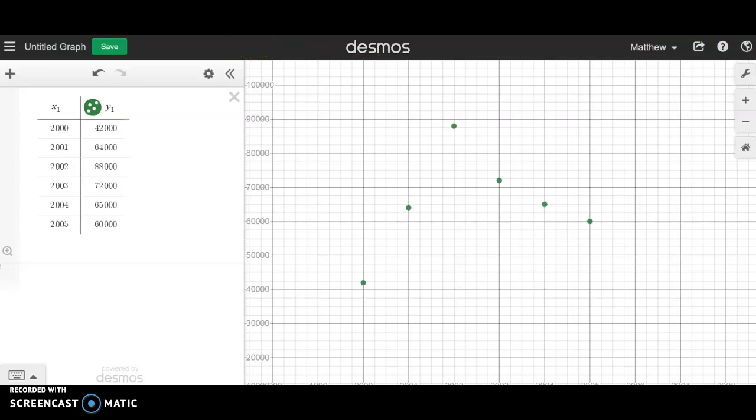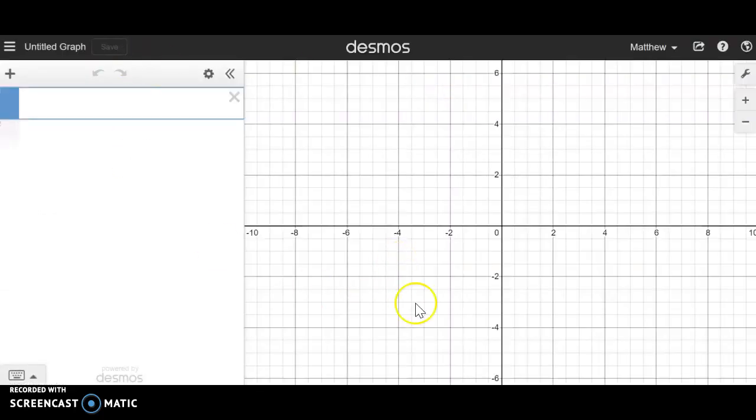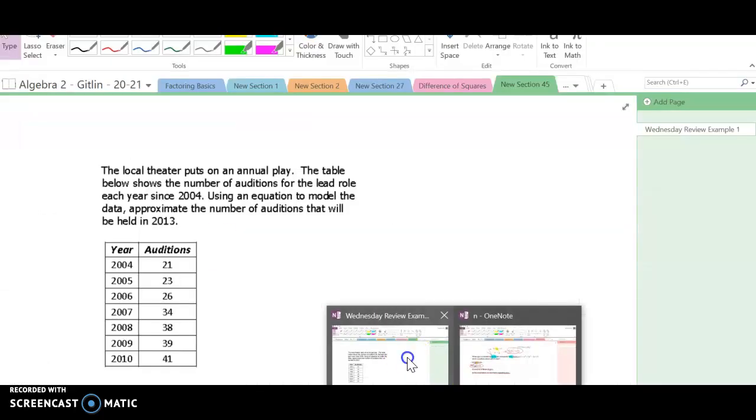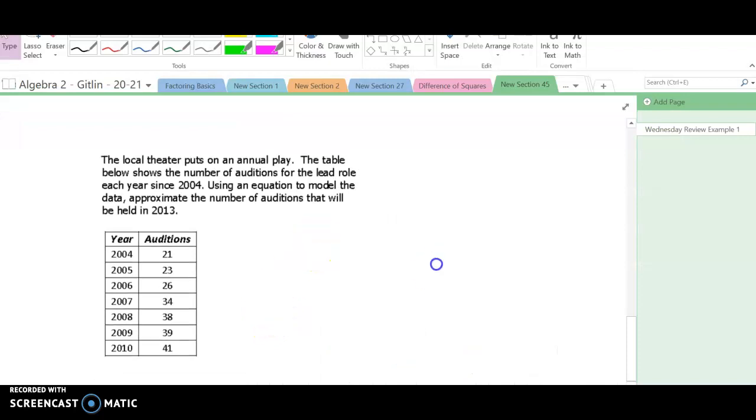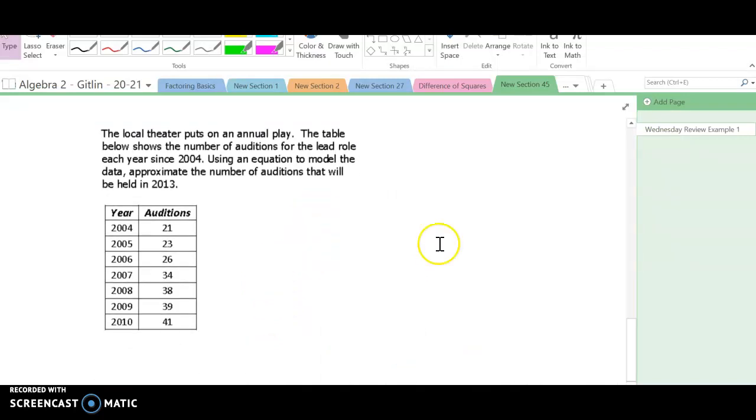Now we are going to look at an actual problem. So I'm going to refresh this so my calculator resets. Wonderful. Here's our problem. Feel free to pause here if you need. It says the local theater puts on an annual play. The table below shows the number of auditions for the lead role each year since 2004. Use an equation to model the data and then approximate the number of auditions that might happen in 2013.